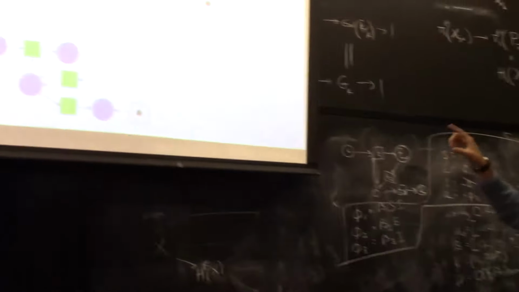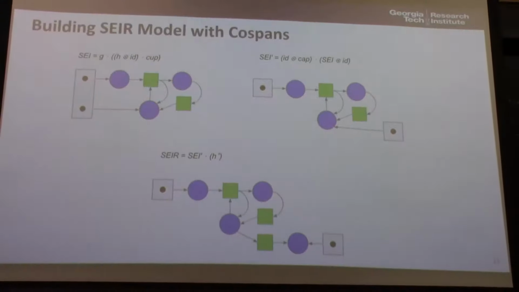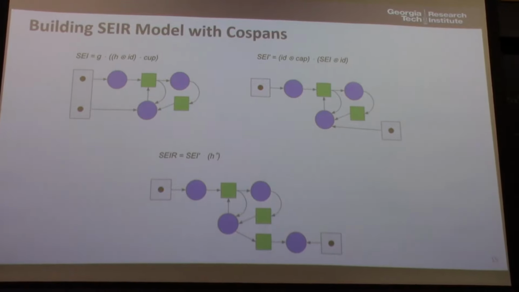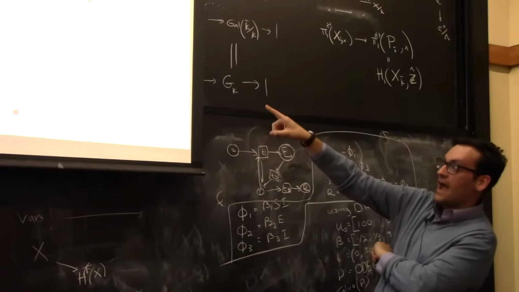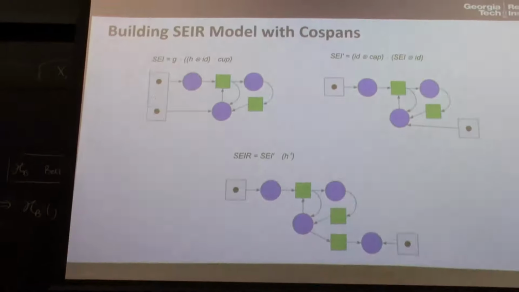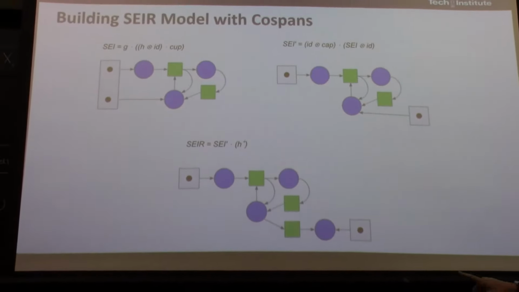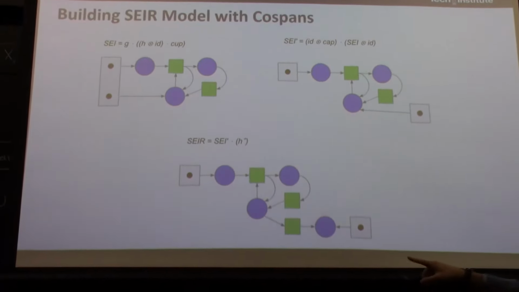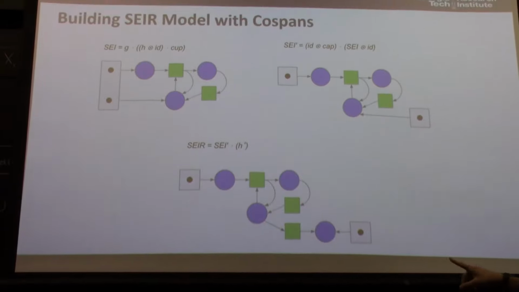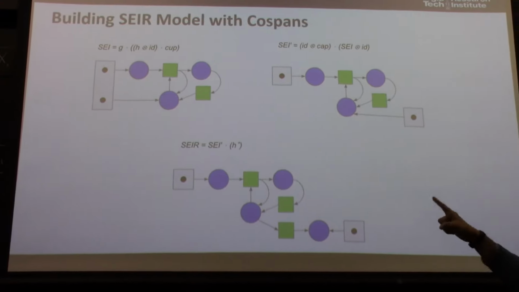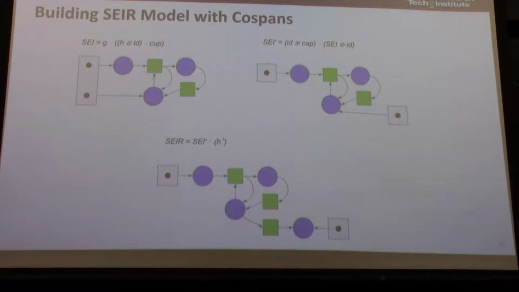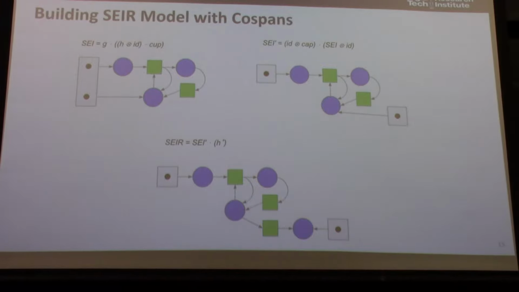Then to that, we need to move an input to become an output. So we're going to use the cap for that. And then we want to add the spontaneous reaction from infected to recovered. And so that's another H, but it's backwards. So it's the dagger. The dagger just means all the arrows are backwards.